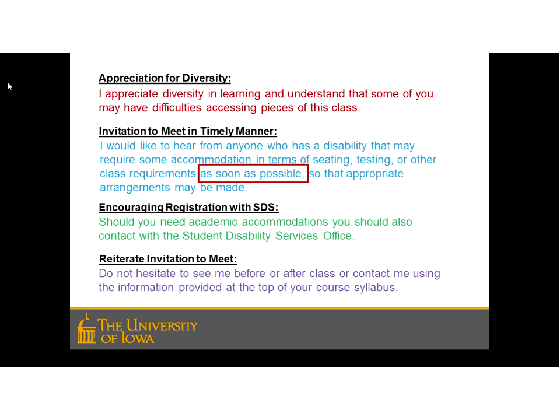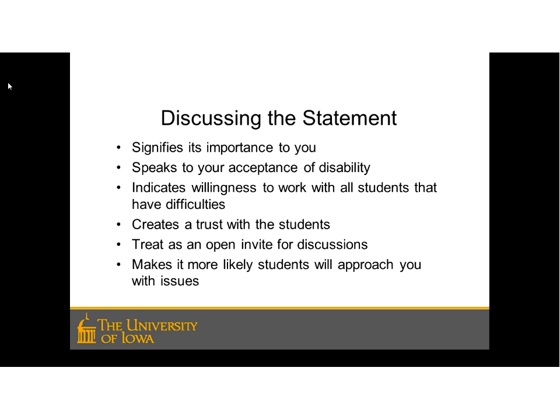Although having a disability statement isn't necessarily enough, another way to signify that it's important to you is through discussing that statement. What this does is, again, it signifies that it's important to you, it speaks to your acceptance of disability, indicates a willingness to work with your students, and can create a trust with students. This really can also be used as an open invitation for discussion with your students. And it really does make it more likely that the students can approach you to work with you on issues.